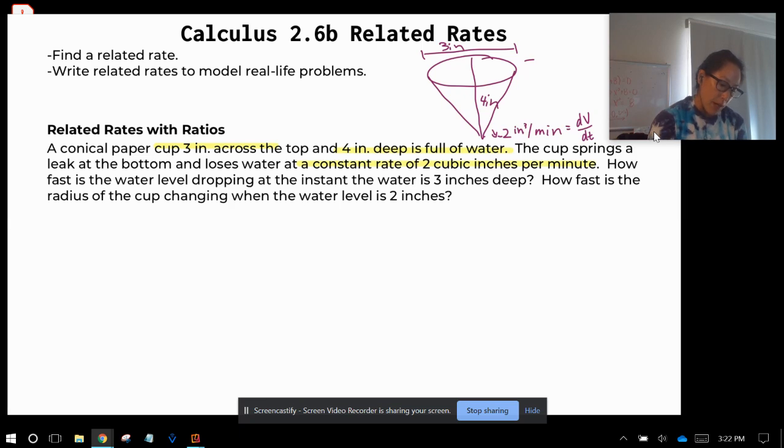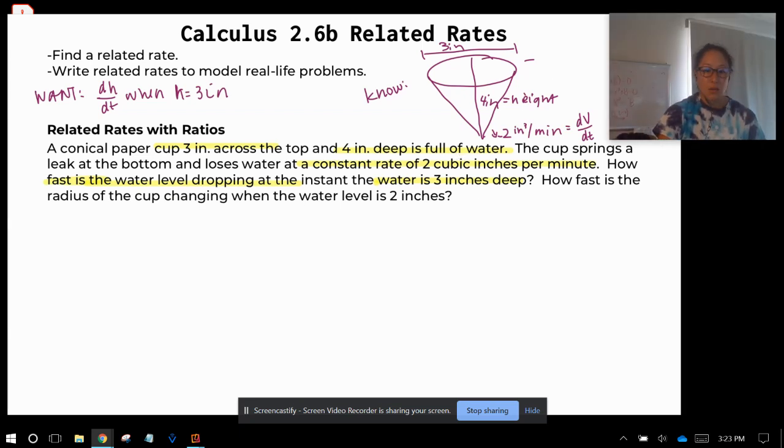All right. So how fast is the water level changing at the instant the water depth is three? How fast is the water level dropping? How fast tells me it's a rate. So I know all of this, basically, and I want to know the water level. That would be the depth, so the dh, oh, I made it height, so dh/dt. We call that height of the cup. So dh/dt when the water is 3 inches deep, when h is equal to 3 inches.